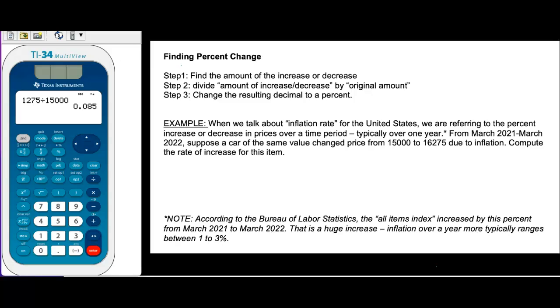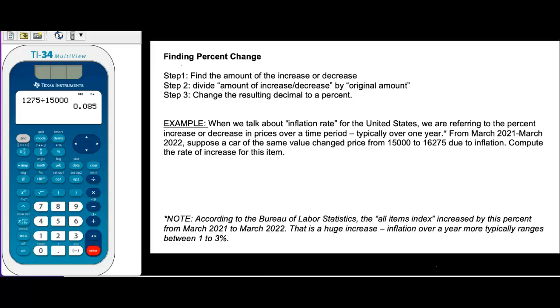In this video, we're going to learn how to find percent change, and this can be really helpful when we're trying to describe how a number increases or decreases. And we're going to use inflation rate to talk about percent change. It's a really good way. It gives us some context to why this might be meaningful.